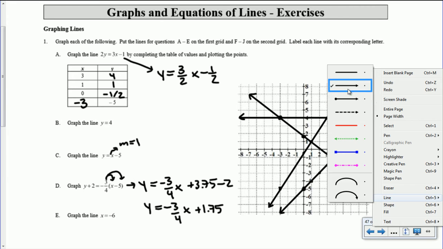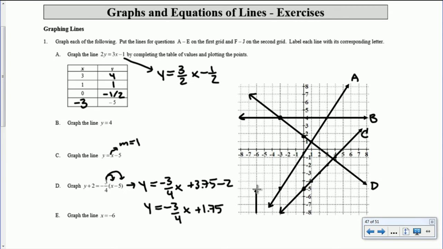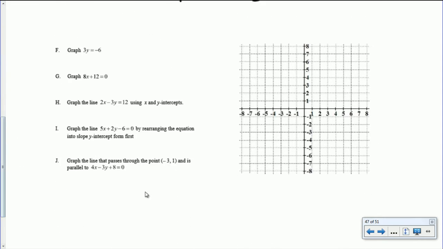So this would be like that. And that is E. So there's A through E first. That's done. On to F through J.